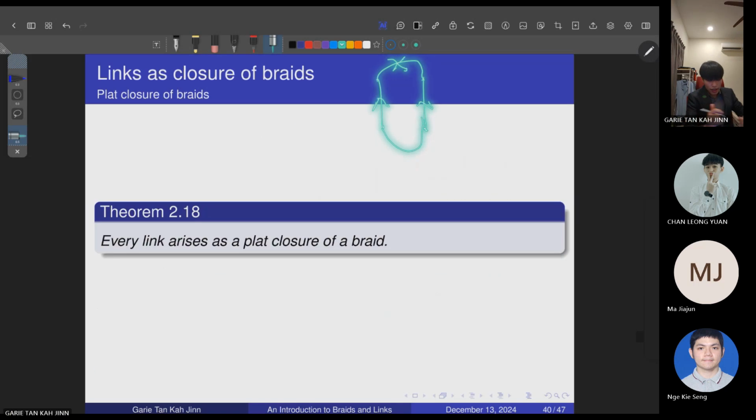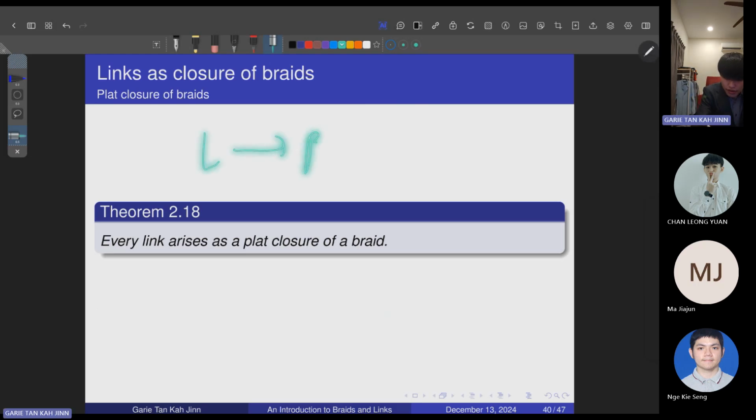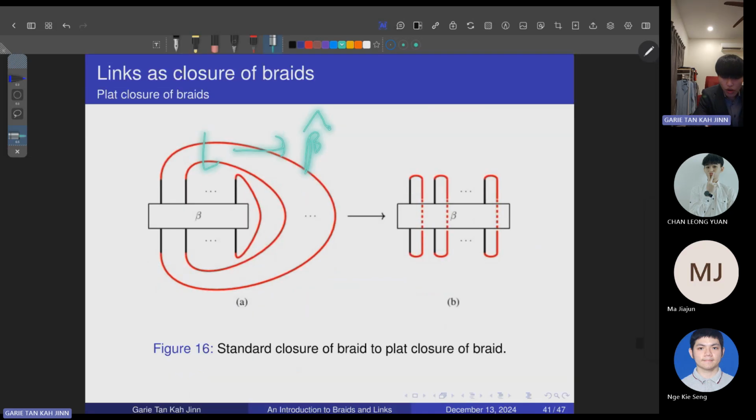Now, similar to the Alexander theorem, we also have that any link can be represented as the plate closure of a braid. Why is that? Because if we forget the orientation in the Alexander theorem, any link is represented as a standard closure. Then by a sequence of Reidemeister moves, I can represent this standard closure as this plate closure. Therefore I can represent this L as beta tilde. This shows that every link can be represented as a plate closure of a braid.